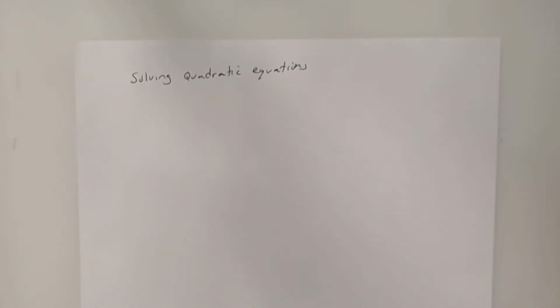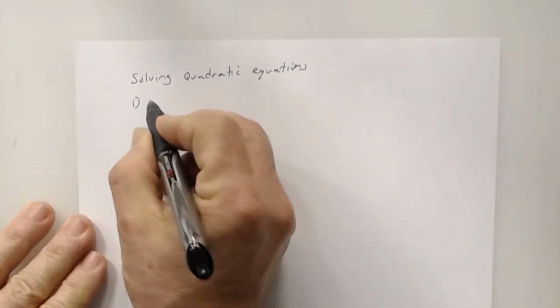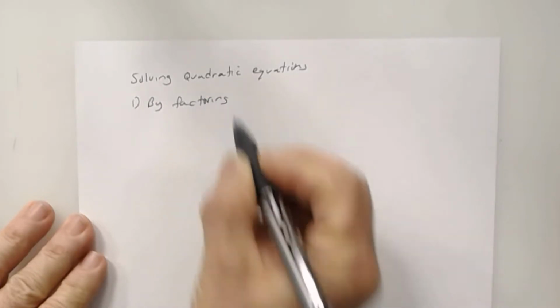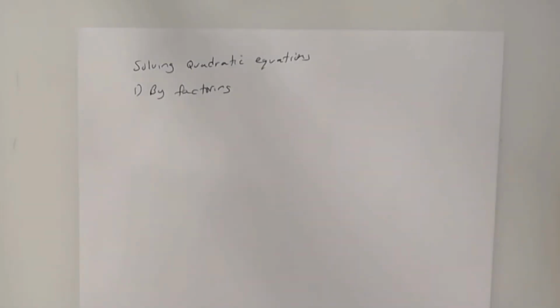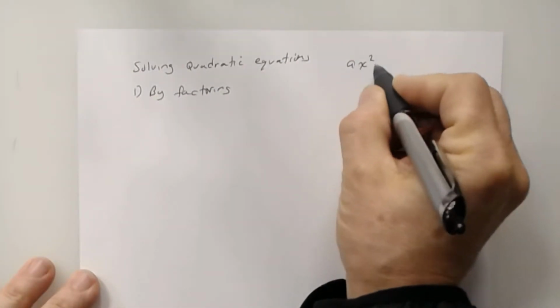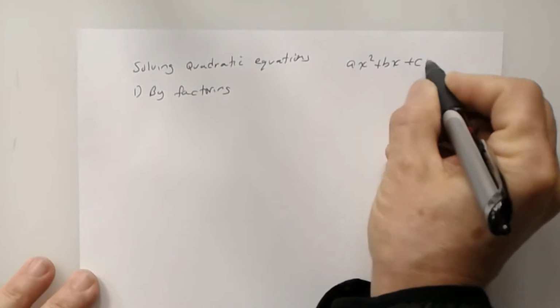Okay, so the first one we're going to look at is solving a quadratic equation by factoring. And so the process is going to be this. You're going to do some things to this quadratic equation. And just remember what a quadratic equation looks like. It has this form: ax squared plus bx plus c equals 0.